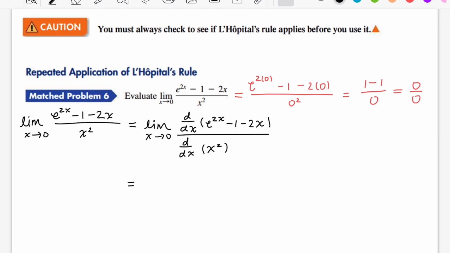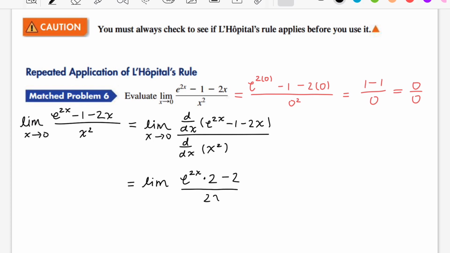Alright, so in this case we need to use chain rule here. So we're going to take the derivative of our outside function, which is e to the 2x, and then times the derivative of our inside function. Our inside function is 2x. So we'll get e to the power 2x times the derivative of 2x, which is 2. The derivative of this minus 1 is 0, but then we have this minus 2x here, and the derivative of that is 2.